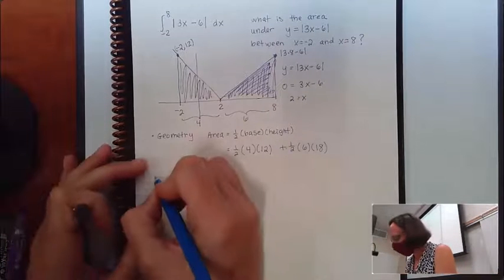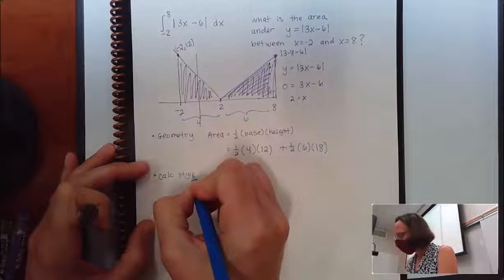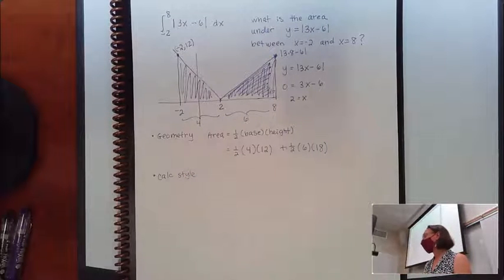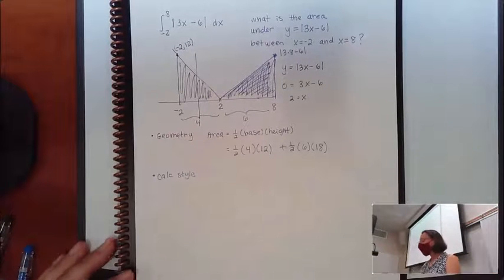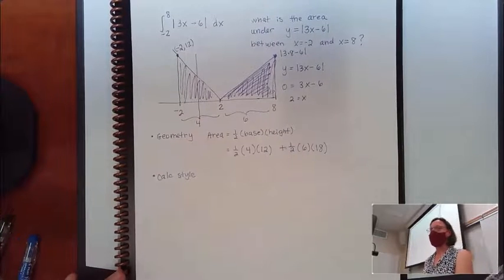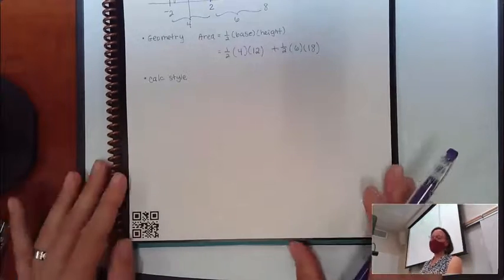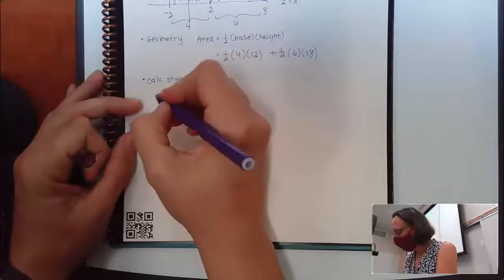Now, I said there were two options. So if we go calc style, you just simplify it for the geometry. Yeah, that's it. And this is definitely the method that the book expects you to use. Okay. But if you really felt like going calculus style, then what we end up doing is treating this absolute value of 3x minus 6 as a piecewise function.